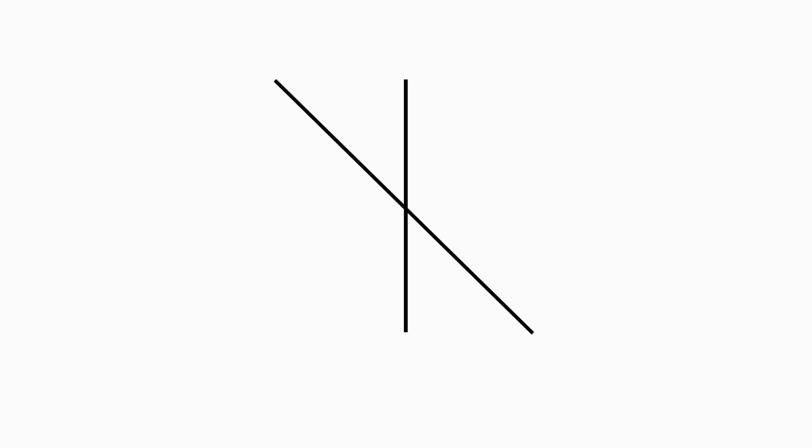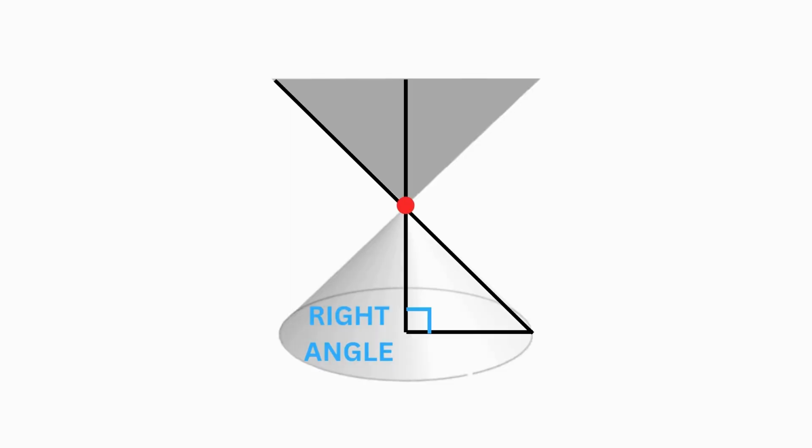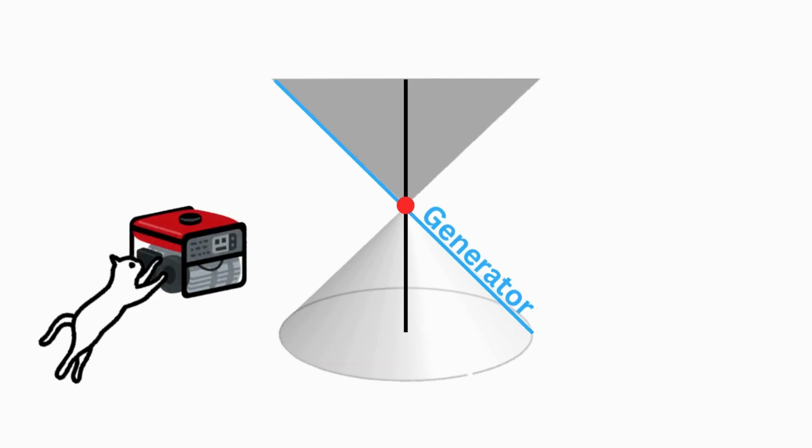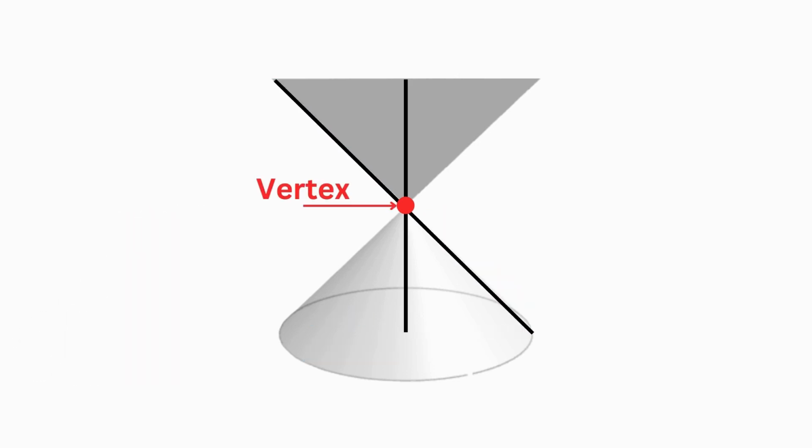A straight line intersects a vertical line at a fixed point, rotates, and we get a double right circular cone. That's why this line is called the generator. The single point where the two cone halves meet is the vertex. The fixed line is the central axis.